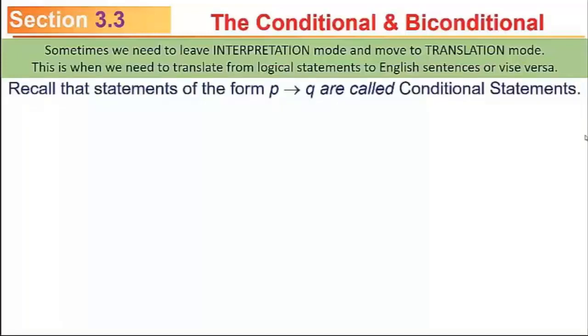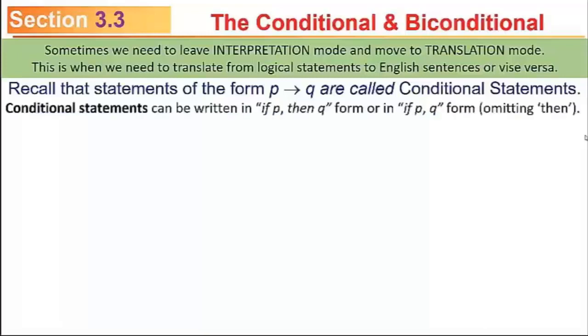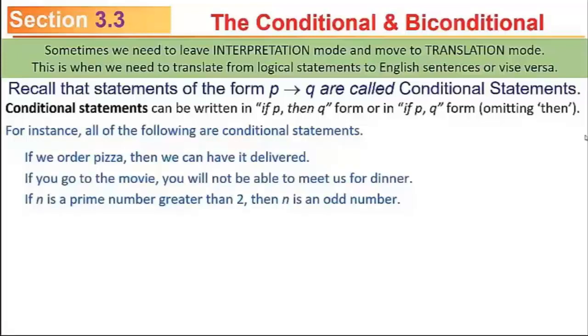Recall that statements of the form P implies Q are called conditional statements. Again, the implication, the arrow pointing to the right, has various names. Sometimes you call them if-then, you can call it an implication, you can call them conditionals. Conditional statements can be written in the form if P then Q. Sometimes the word then is left out: if P, comma, Q. It just means that in the English language sometimes you leave out the word then, but it's understood to be there. For instance, all the following are conditional statements.